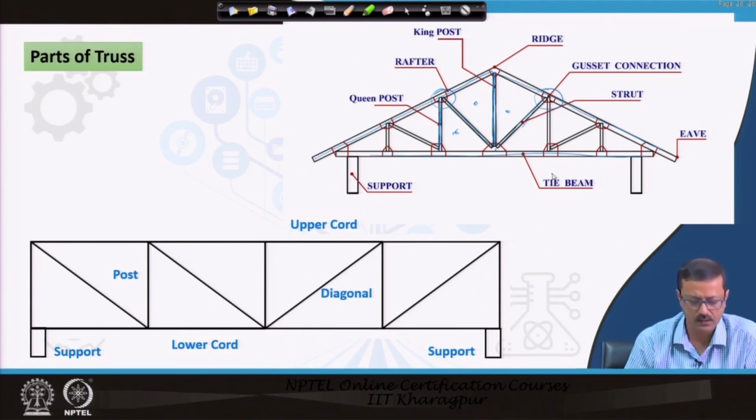Whereas, in the parallel chord truss, we have the upper chord, we have the lower chord, and we have the diagonals, and we have the posts. This is very simple.